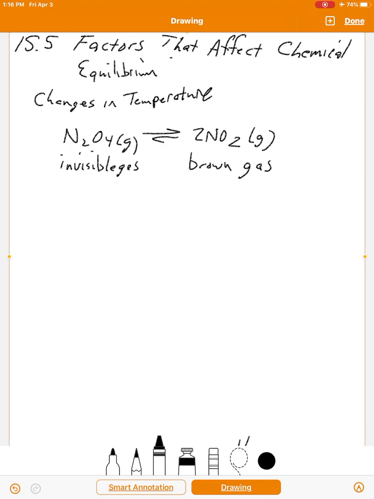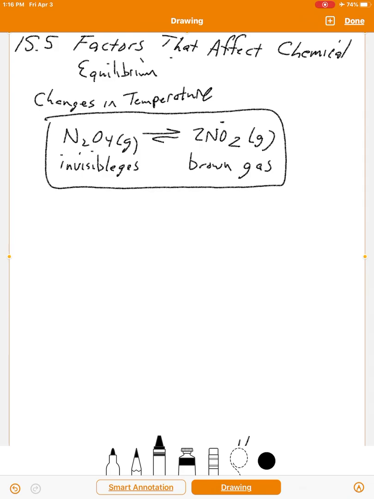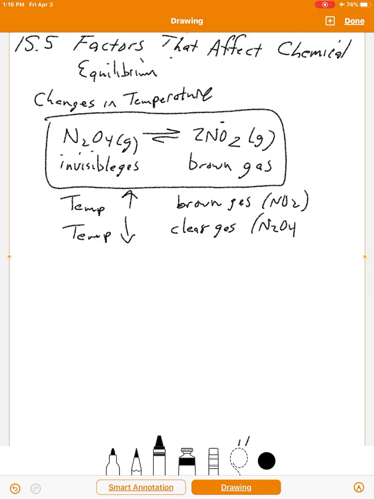The fact that increasing the temperature of this mixture produces more brown gas, right? So if the temperature increases, the result of that is you get brown, which is NO2. And if you reduce the temperature, the result of that is that it's a clear gas, which means you're producing N2O4. Tells us something about the reaction itself. What it tells us is that adding heat drives the reaction to the right.